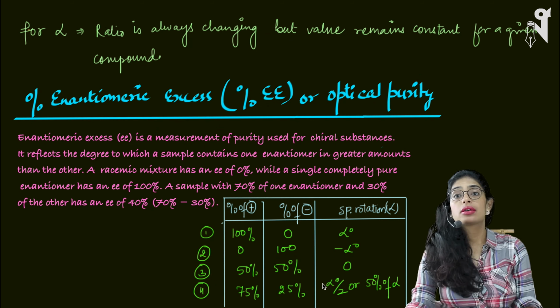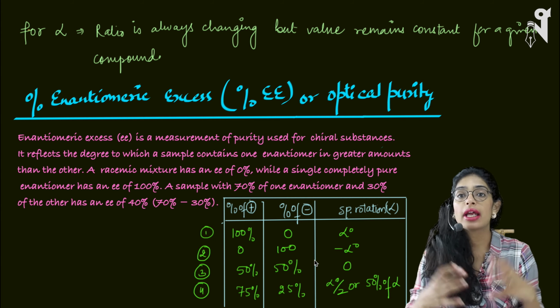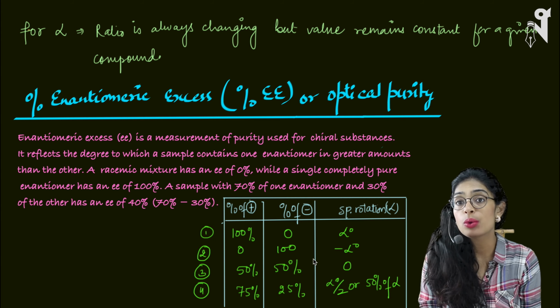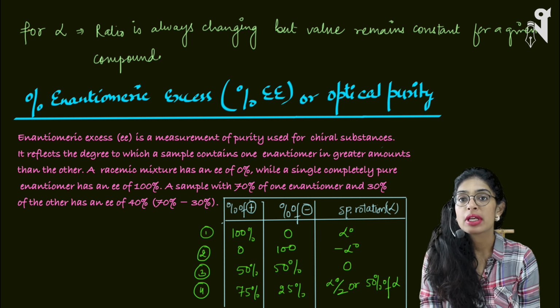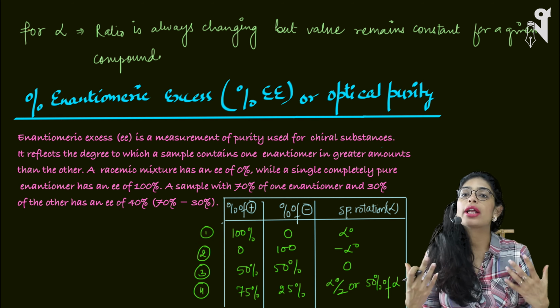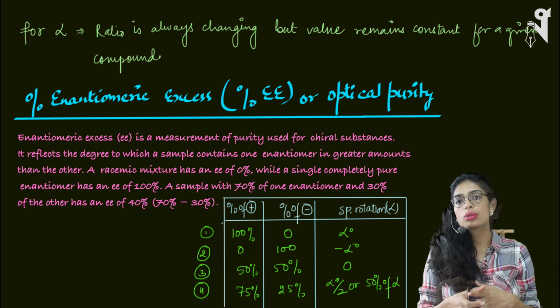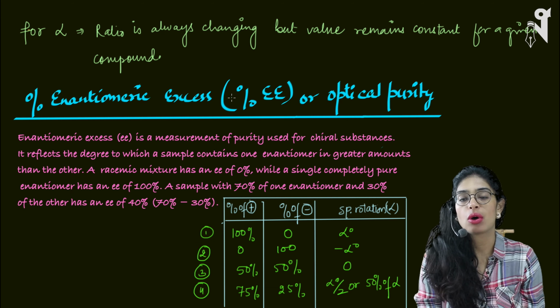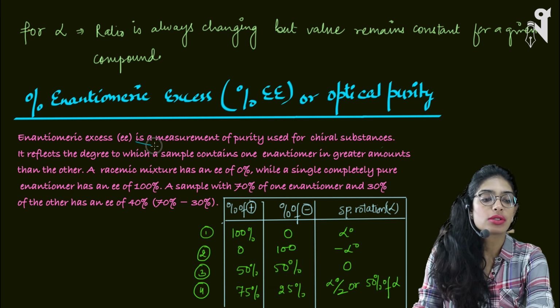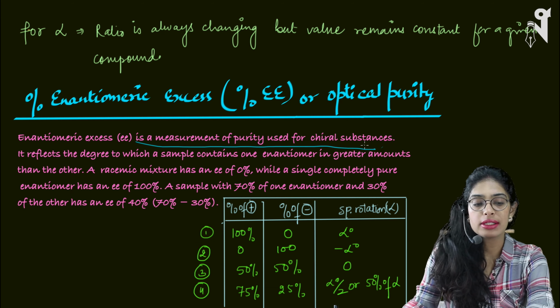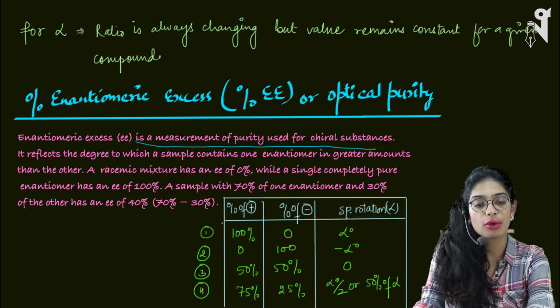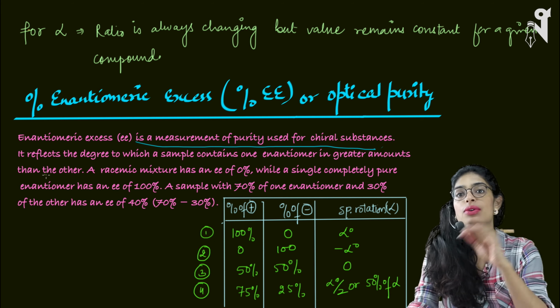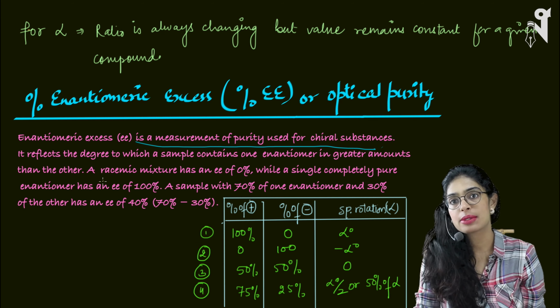As the name suggests, you have taken a mixture, and in that mixture there is one enantiomer which is more and one enantiomer which is less. So it is basically a mixture where two enantiomers are mixed. Now both can be equimolar also, and there can be a difference in the proportion also. That proportion difference is basically called enantiomeric excess. So what is enantiomeric excess? It is the measurement of the purity used for chiral substances. So we basically check how pure your chiral substance is.